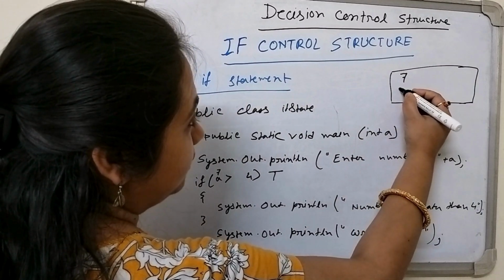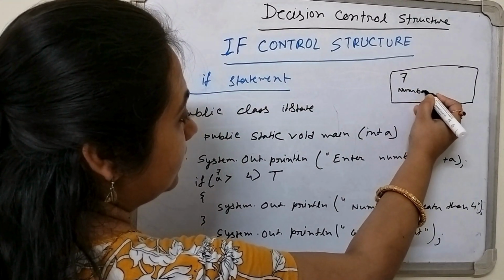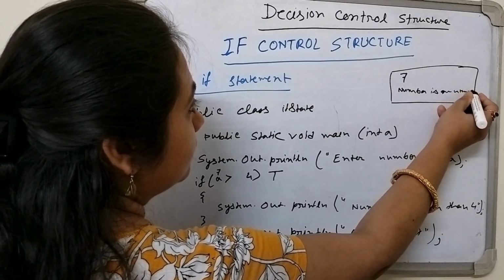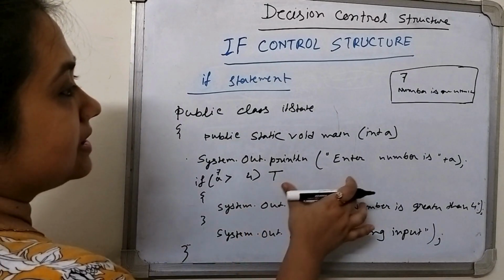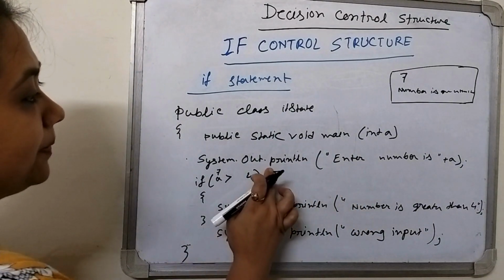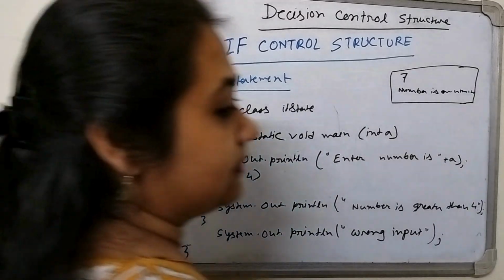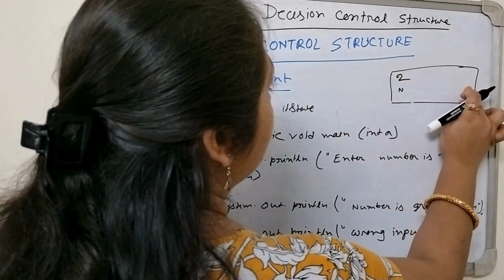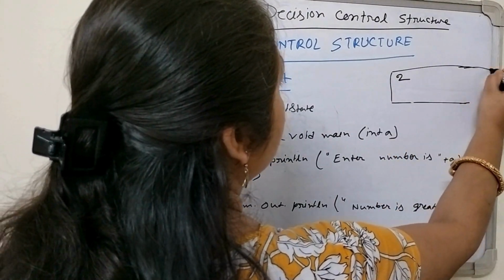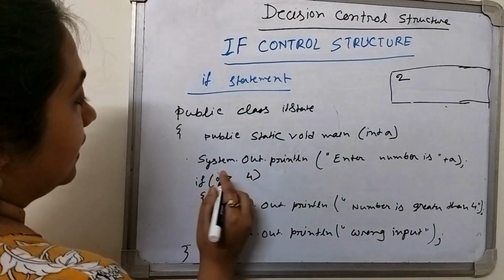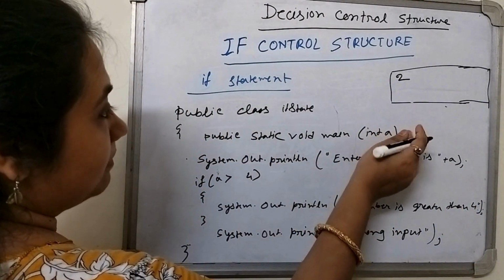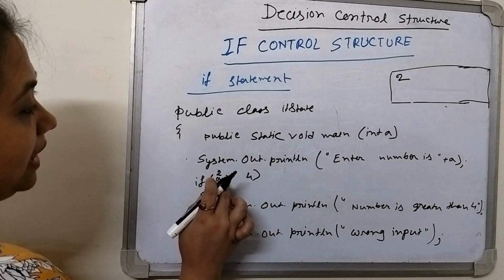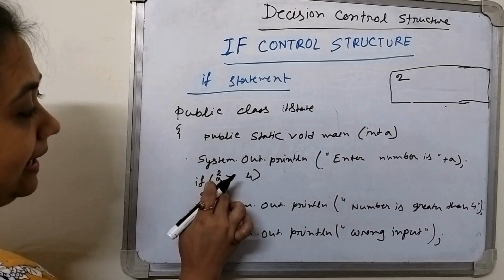So here the output will be: see that number is greater than 4. Okay, so this output will be executed. Suppose we are giving the input as 2. So what will happen here? In the place of a, 2 will be inputted. That means we have assigned the value 2 to a.